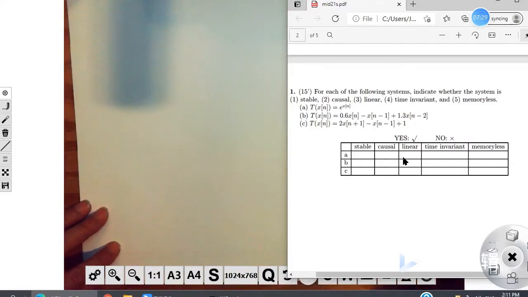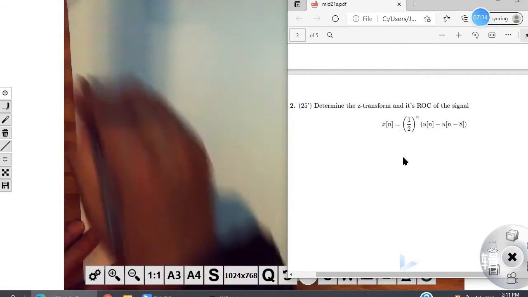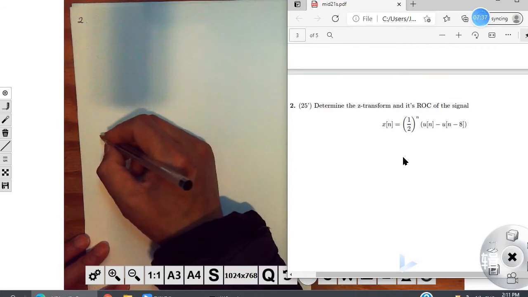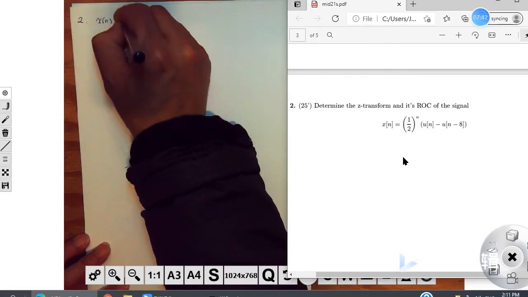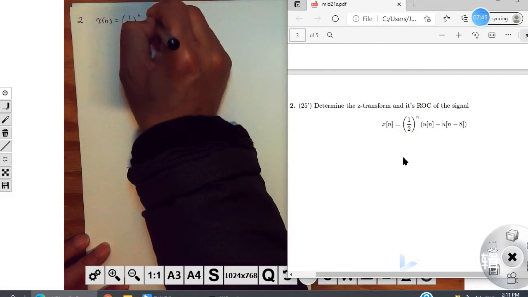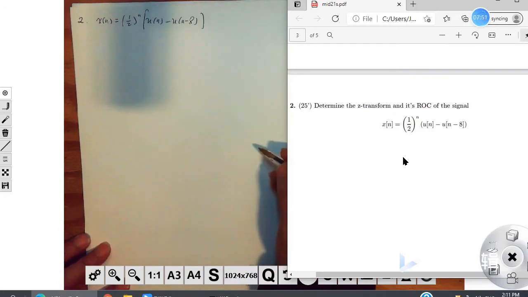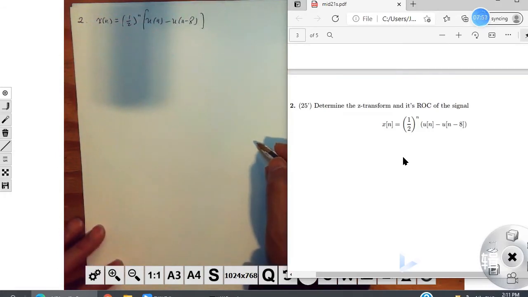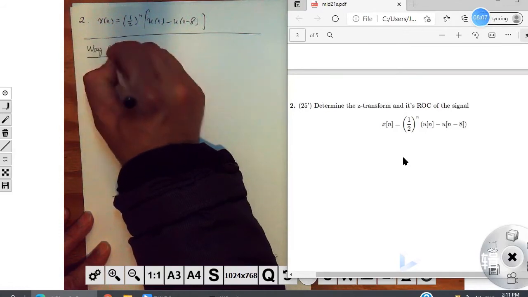And second problem. Okay, second problem. We have x of n. We want to find the Z transform and its ROC. So we need 2 things. We have at least 2 ways to solve it. We want to solve it.